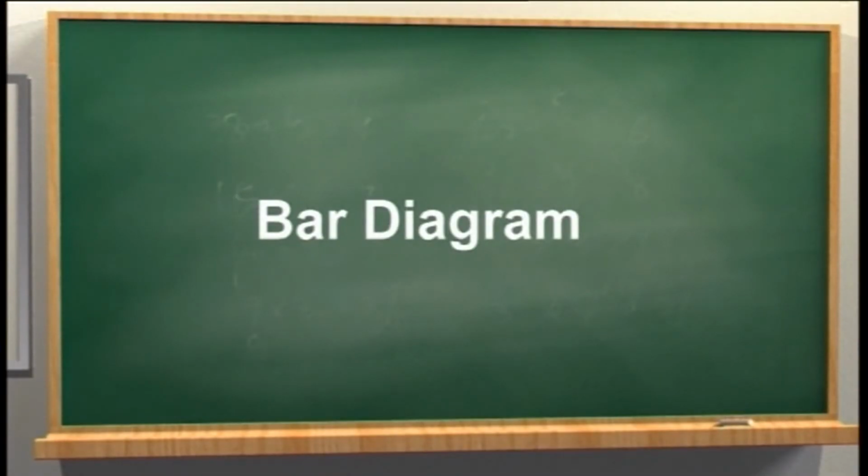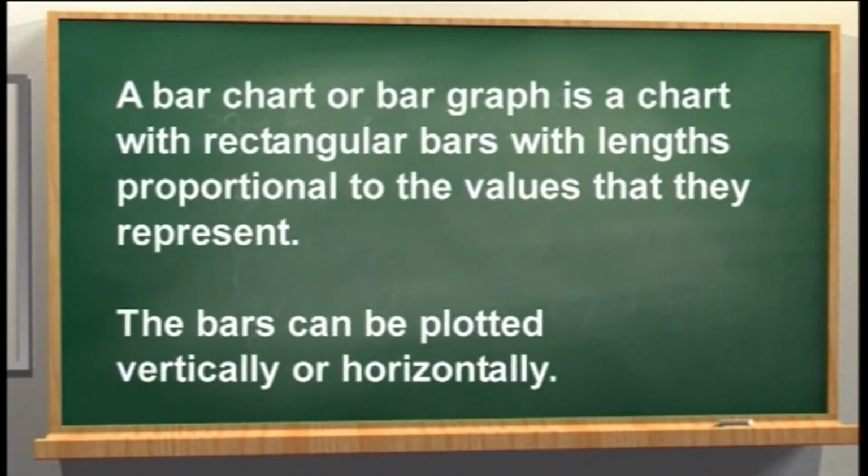Let us discuss bar diagram. A bar chart or bar graph is a chart with rectangular bars with lengths proportional to the values that they represent. The bars can be plotted vertically or horizontally. Bar charts are used for plotting discrete or discontinuous variables, data which has discrete values and is not continuous. Some examples of discontinuous data include shoe size or eye color, for which you would use a bar chart. In contrast, some examples of continuous data would be height or weight.